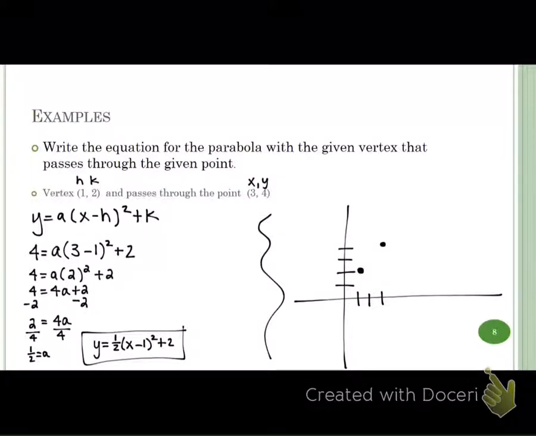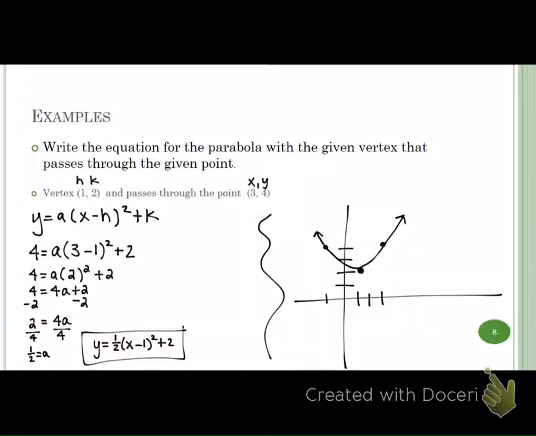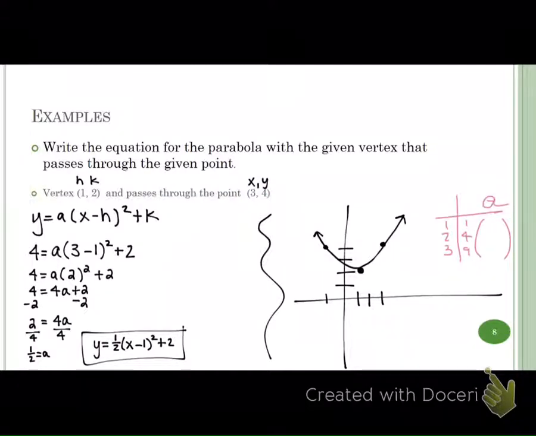So we know that this is the vertex, right? Is that 1, 2? Yeah. So that means that if there's a point at 3, 4, we can go 2 away, and there's another point at negative 1, 4. So it's going to create this parabola here. We know that our pattern is typically 1, 4, 9, and then we multiply by whatever our A is.